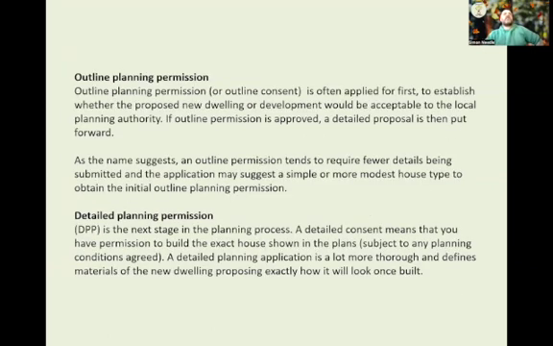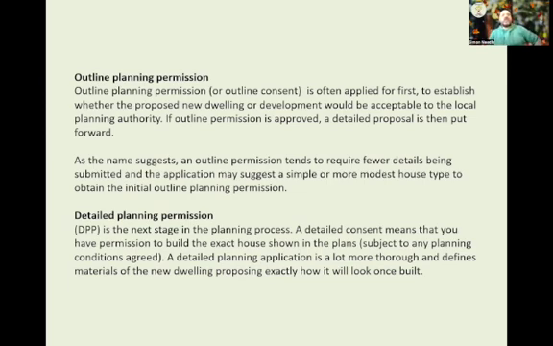We also have outline planning permission, or outline consent, and it's often applied for first to establish whether a proposed new dwelling or development will be acceptable to the local authority. If outline permission is approved, then a detailed proposal is put forward. As the name suggests, the outline tends to require fewer details being submitted, and the application may suggest simpler or more modest house types required to obtain the initial outline planning consent.